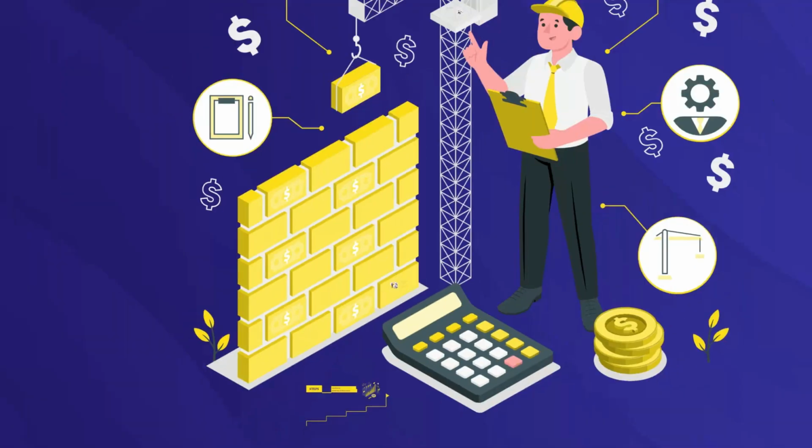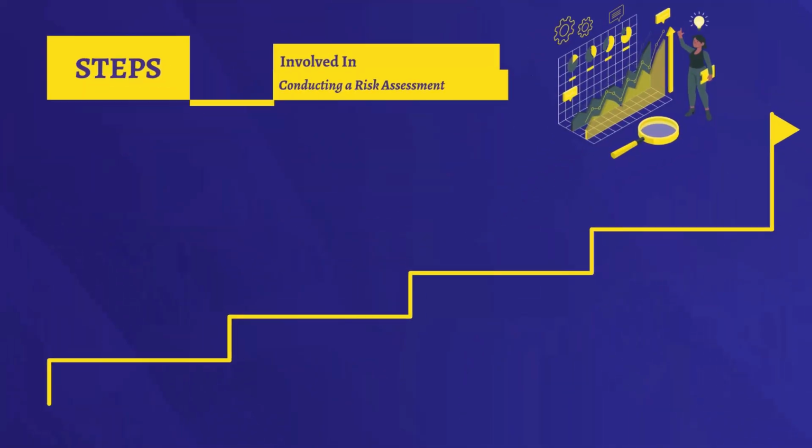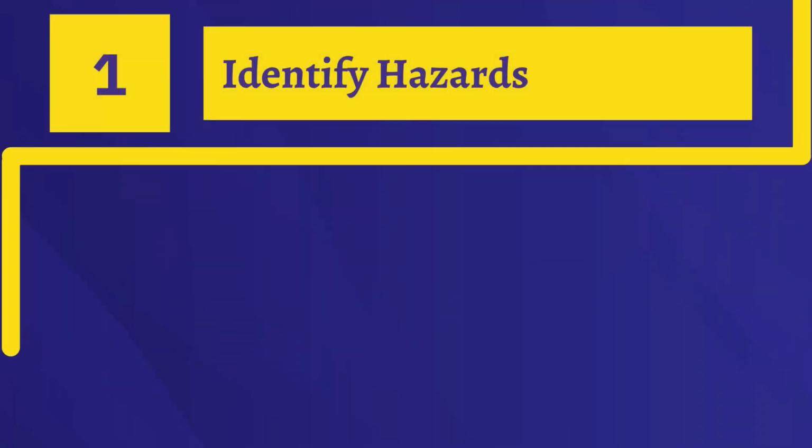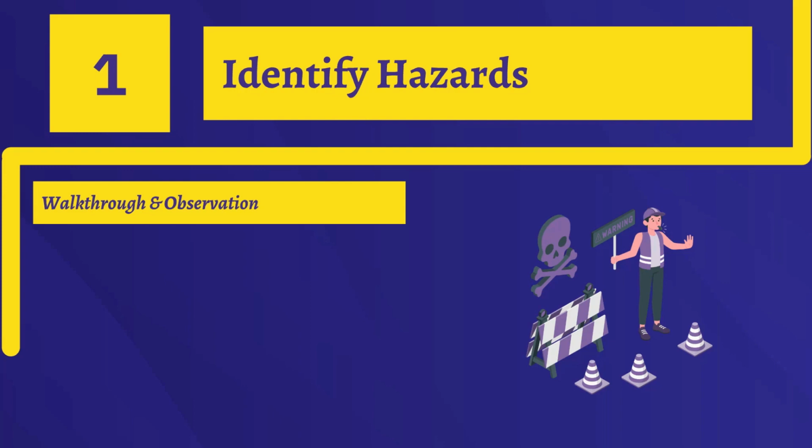Steps involved in conducting a risk assessment. Conducting a risk assessment involves a systematic process of identifying hazards, assessing the risks associated with those hazards, and determining appropriate control measures. Here's a detailed breakdown of the steps involved. Identify hazards. Walkthrough and observation. Conduct a thorough walkthrough of the workplace, observing work activities, equipment, and processes to identify potential hazards.